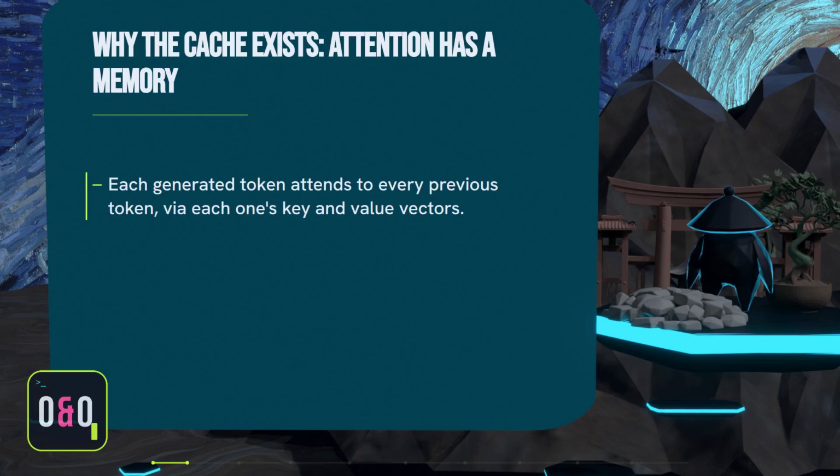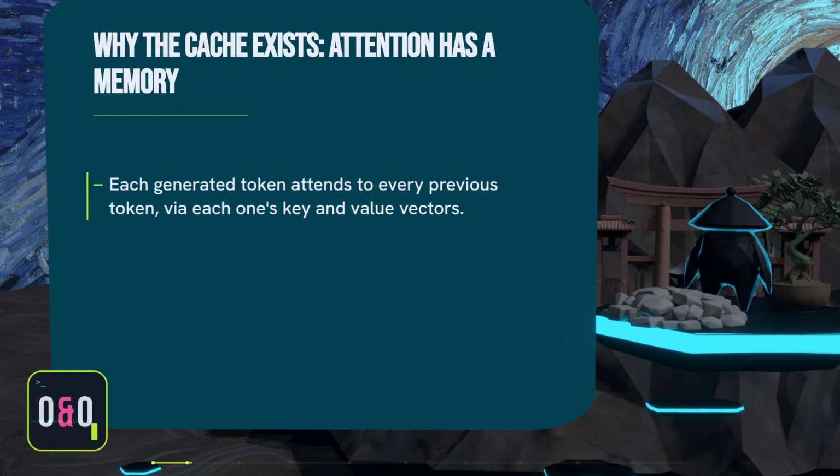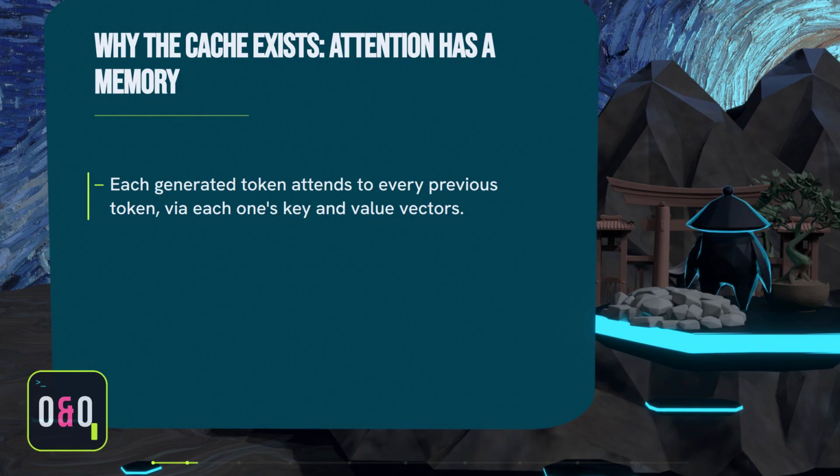Transformers generate one token at a time, and each new token is chosen by attention. The model compares the current position against every token that came before it. Mechanically, every previous token contributes two vectors to that comparison. A key, which is how the token is found, and a value, which is what it contributes once found. Here is the economic fact.